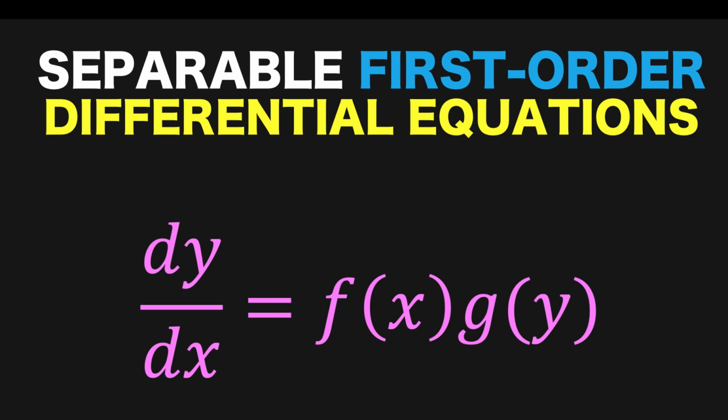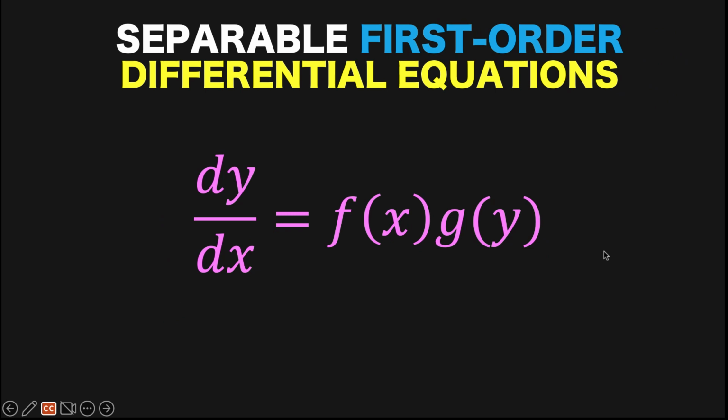In this video, we are going to focus on separable first-order differential equations, and the form of separable differential equations is dy over dx equals f of x times g of y. Notice that on the right-hand side, we have a product of a function of x and another function of y. We cannot solve this equation by direct integration because the right-hand side depends both on x and the unknown function y. Differential equations that look like this are called separable differential equations.